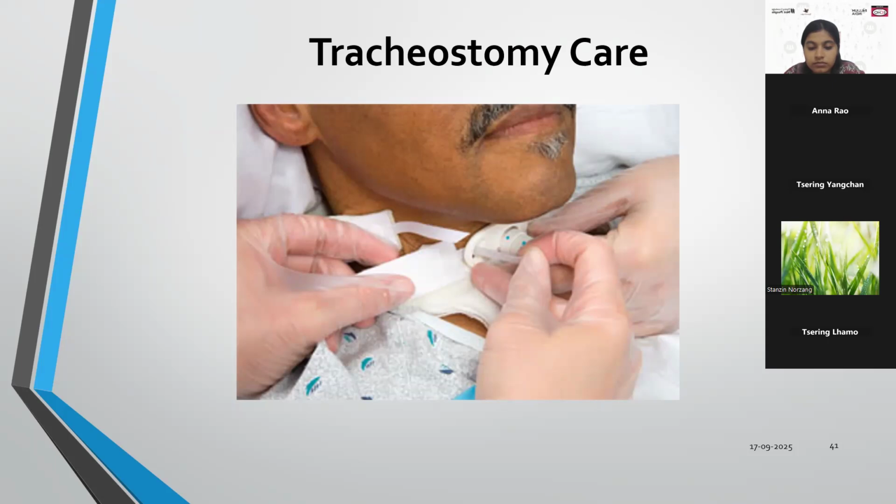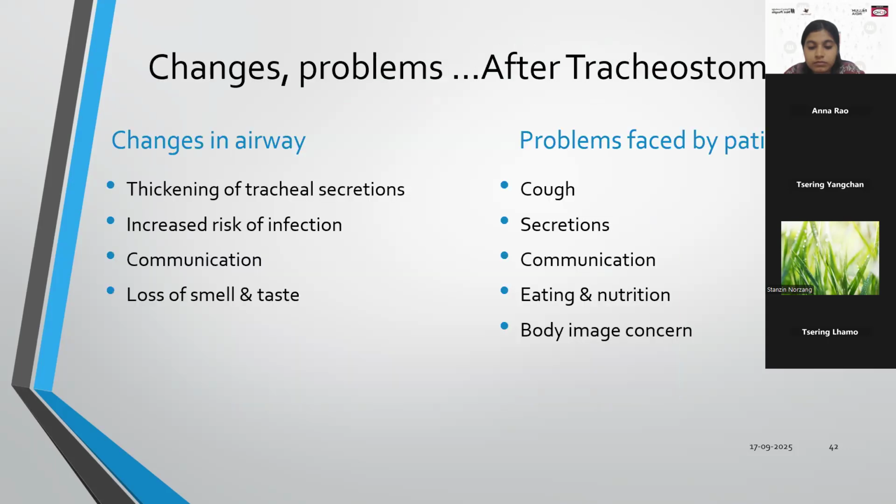Based on this, the patient will complain of cough, a lot of thick secretions coming, or that the patient is not able to remove secretions because they have all dried up. He is not able to communicate. The patient finds eating and nutrition difficult. And of course he cannot hide it, so body image is also a problem. So for routine care here also, the patient has to use a mirror. Next slide, ma'am.